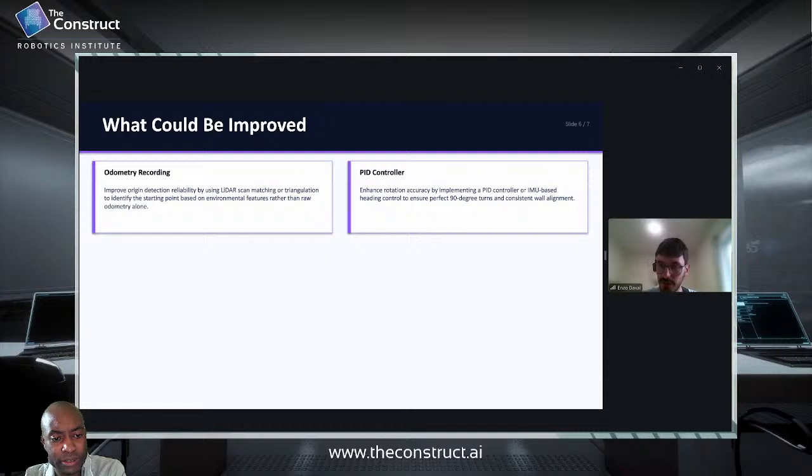We could determine if the robot traveled across the origin point or not. Okay, I'm reading through your point here. It says improve origin detection reliability by using LiDAR scan matching or triangulation to identify the starting point based on environmental features rather than raw odometry alone. Okay, yeah, it makes sense.